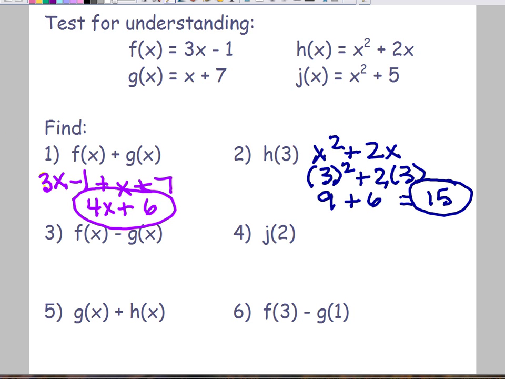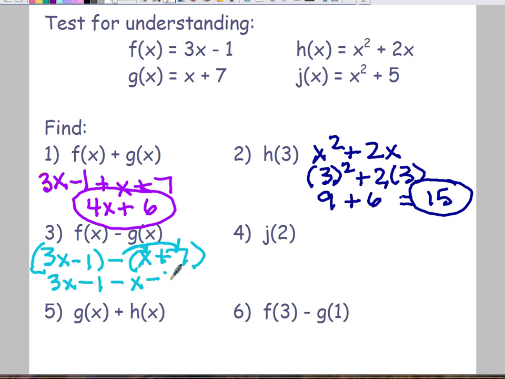Let's try f of x minus g of x. F of x, remember, is 3x minus 1. Be really careful when you subtract, because you definitely want to make extra sure that that second function's in parentheses. The first function it won't really matter with, but remember we have to distribute the negative through the second set of parentheses. 3x minus x gives me 2x. Negative 1 minus another 7 gives me negative 8. And now I've simplified f of x minus g of x.